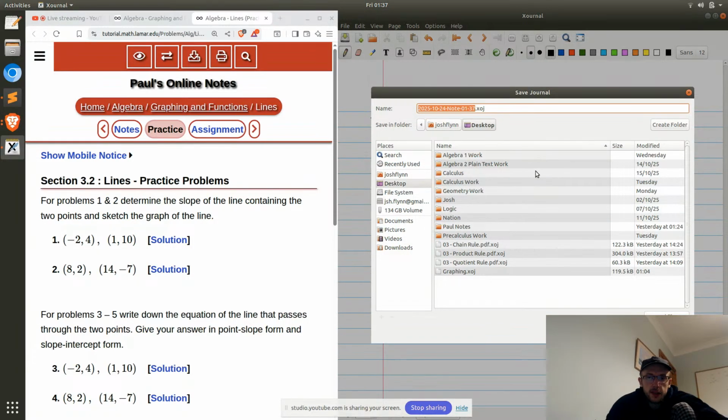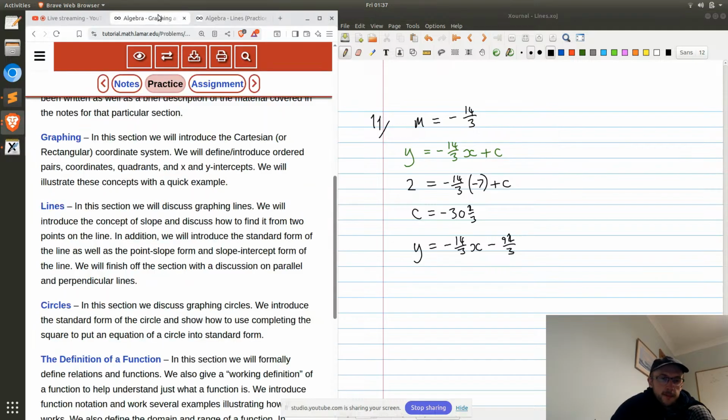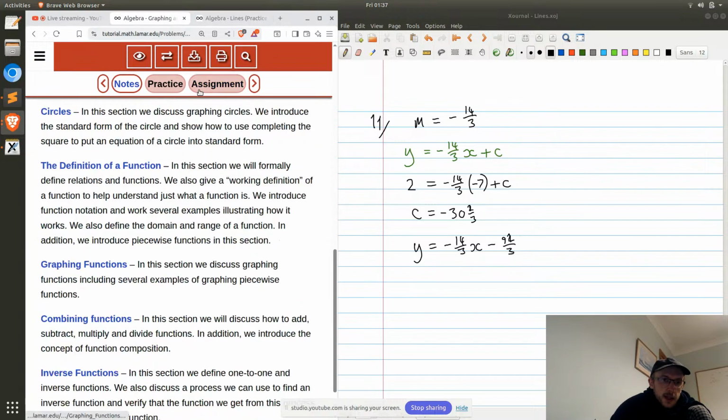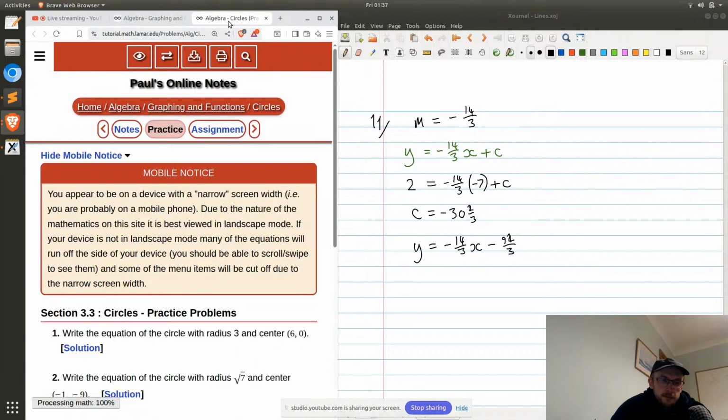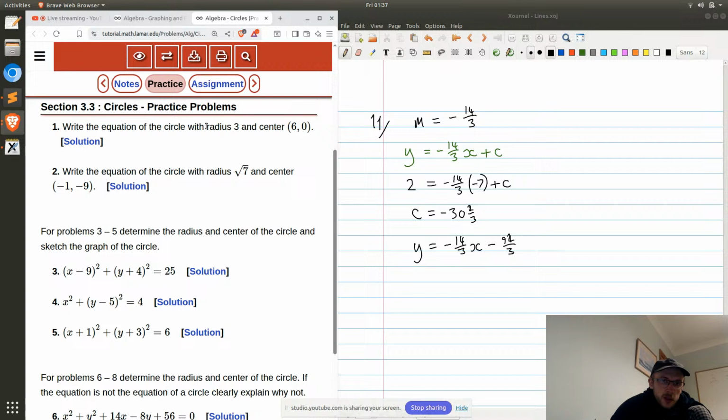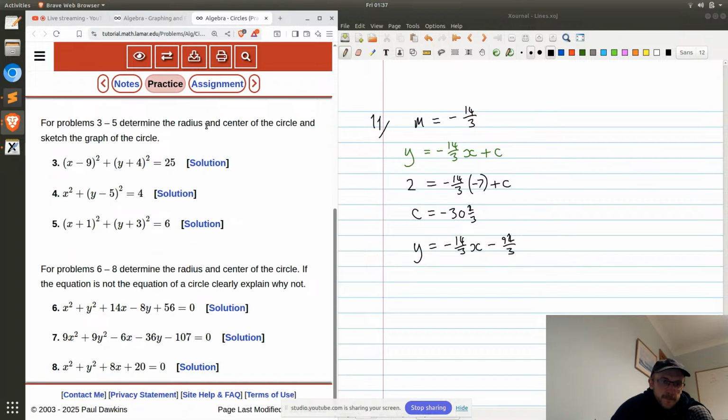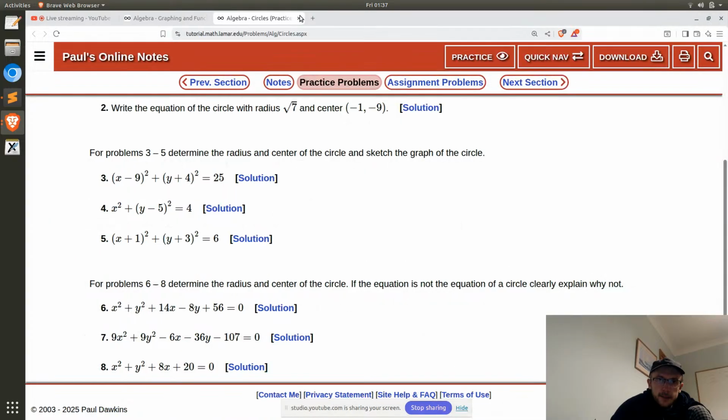So I will save it to my desktop as lines. And next, oh man, look what's coming next. Circles. Most interesting. But I guess I should save it for another time.